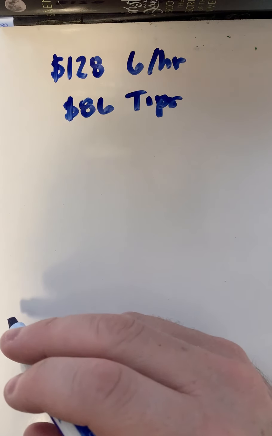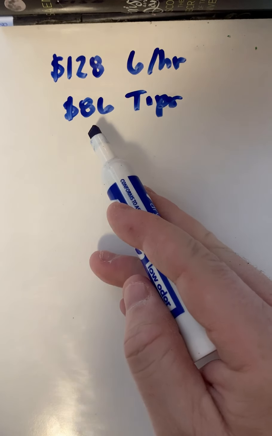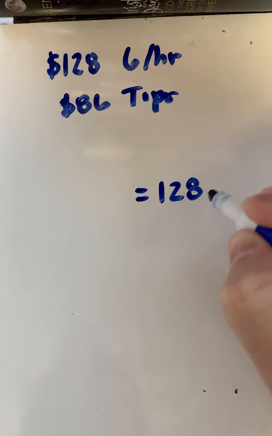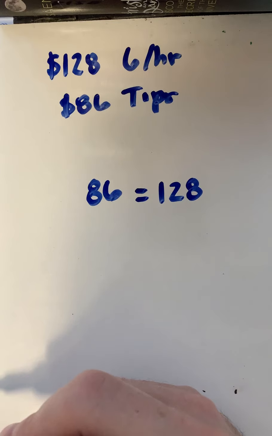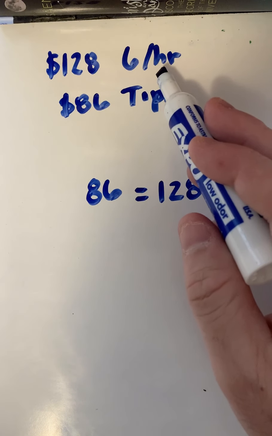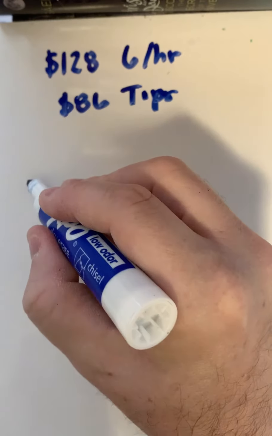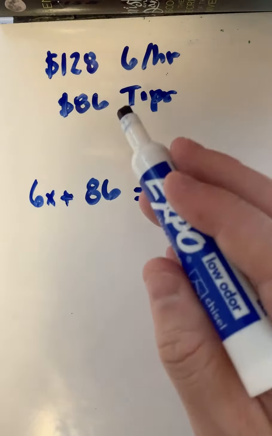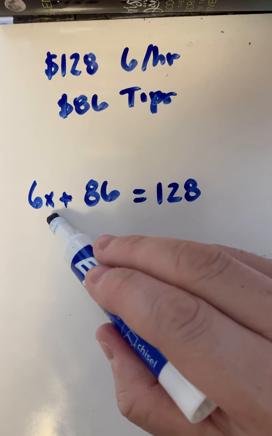So what changes? Well, the tips are going to stay the same, right? Because he's earning the $86 on tips. We know that he made $128 in total, and we know that he made $86 in tips. He worked for 6 hours. So the amount he made per hour is going to be the variable. So we're going to say 6 plus, right? We're going to figure out how much he made per hour. So the per hour is what we're trying to figure out. That's why it's the variable, right?